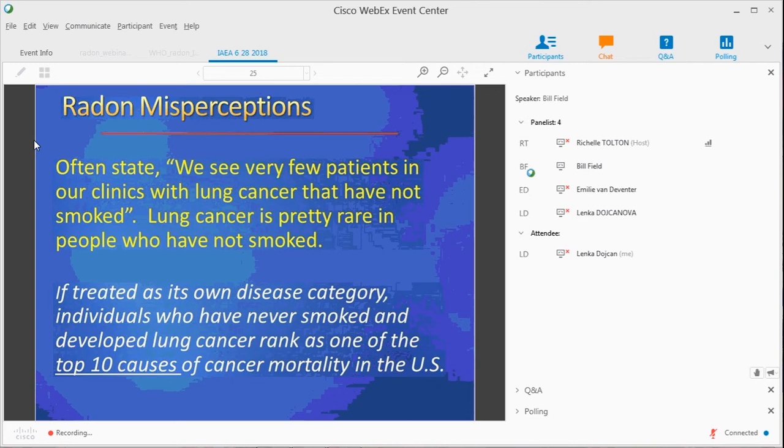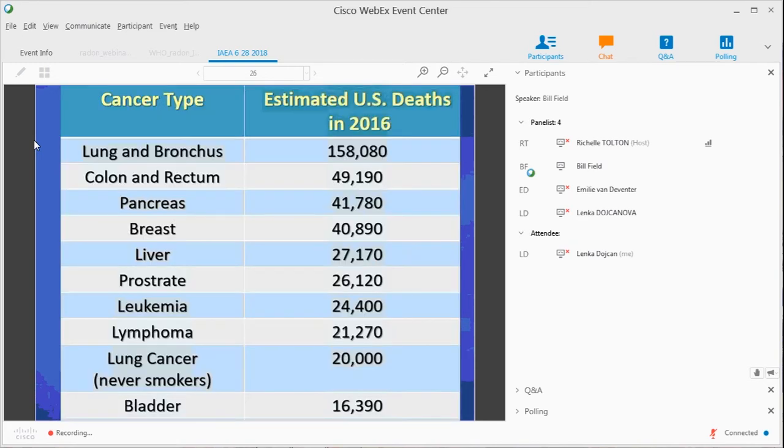But if you examine relative risk compared to smoking, most other risks pretty much pale in comparison to the risk posed by smoking. So reframing it a bit was very helpful. And as we talked before, estimated deaths in the United States from lung cancer in never smokers are about 20,000. A substantial number of lung cancer or cancer deaths overall are occurring in never smokers.